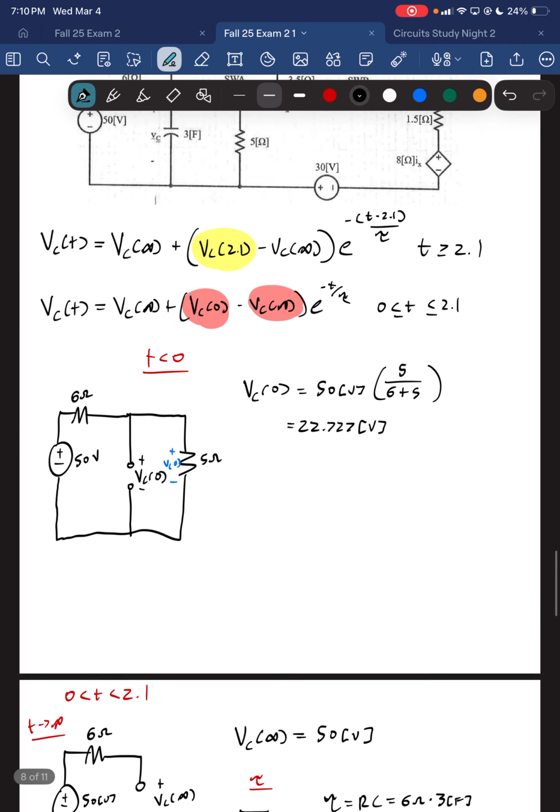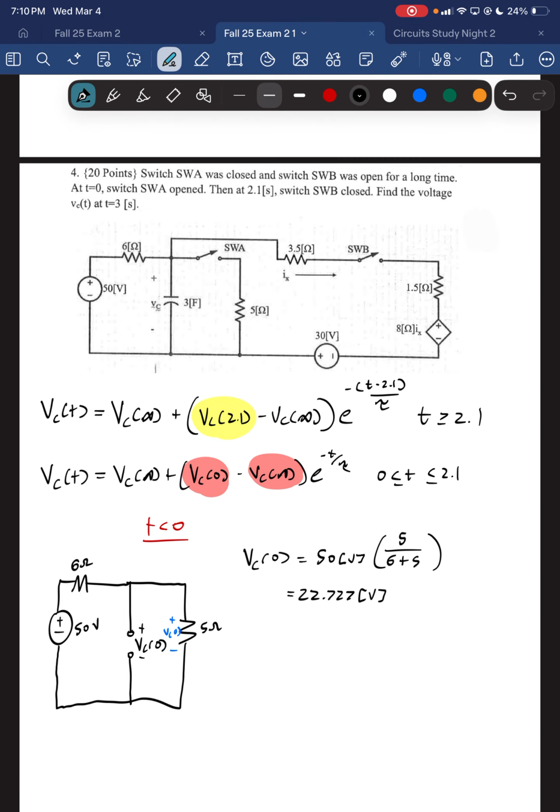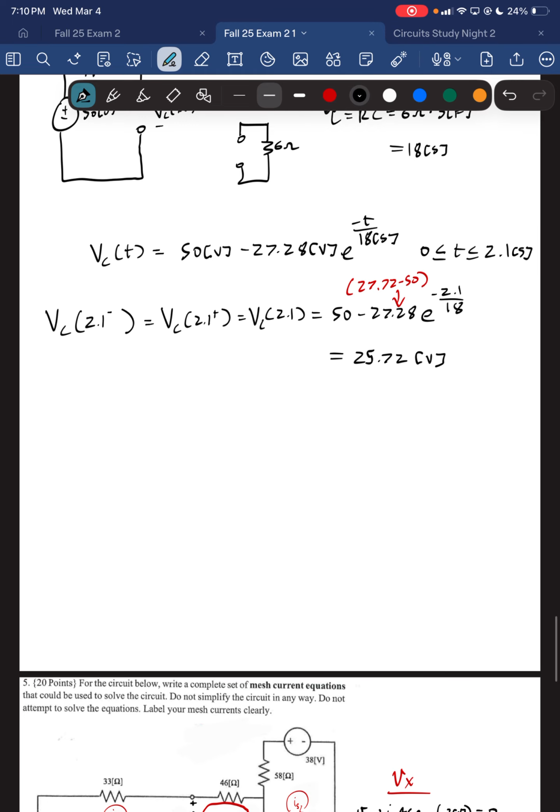Now, we need to find our new VC of infinity. So at this point, switch B is going to close, and this is our circuit.